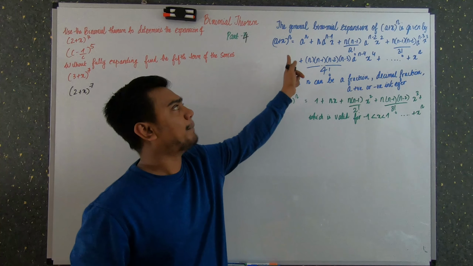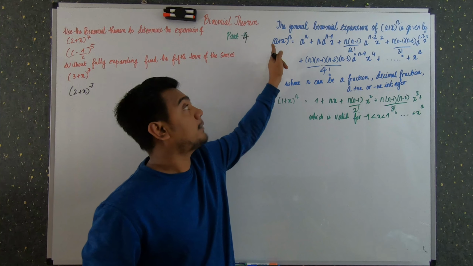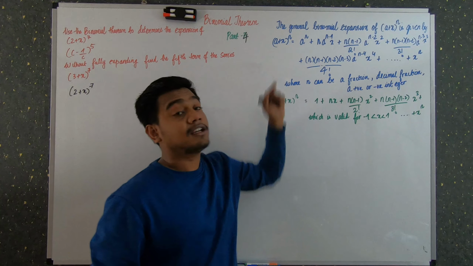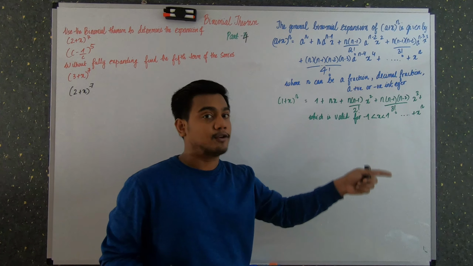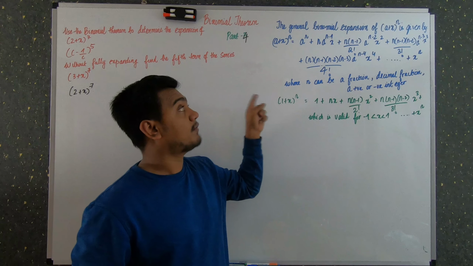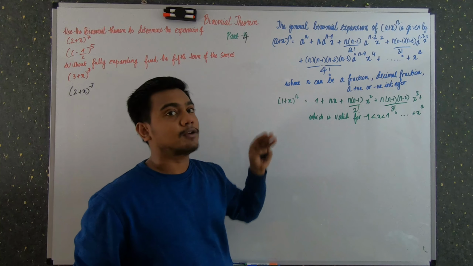So what is actually happening? We can see that the first term in this expression goes on decreasing moving from left to right, and the second term goes on increasing moving from left to right. And what are these coefficients? How can you relate that? For the first term it is 1, for the second term it is n, for the third term what is it?